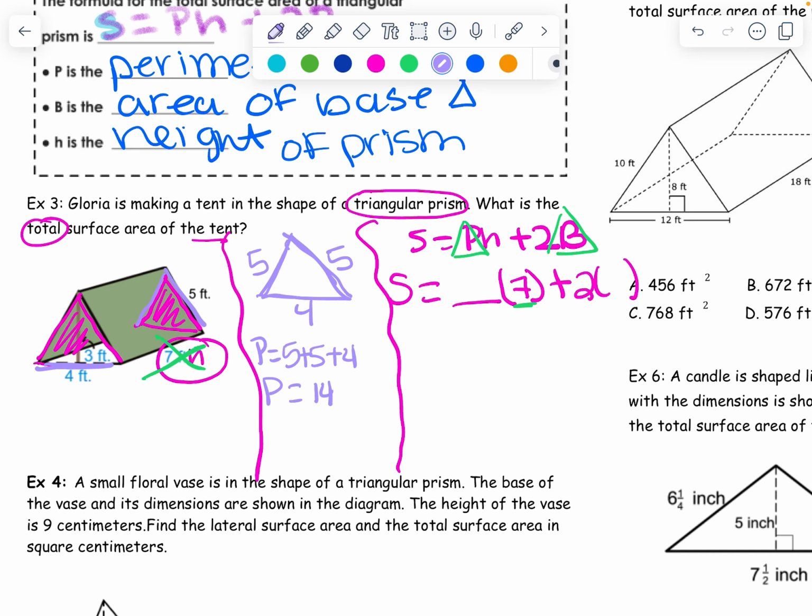Okay, I just found my perimeter, so I'm going to plug it into the formula. So the perimeter is 14. Now this is the extra step that we're going to have to do to find total, which is finding the area of the base. So in this case, the area of my base is going to be a triangle. And at this point, guys, I stopped looking at this whole picture because I already have everything I need. The only thing I'm missing is the height of the triangle. So let me label that. So this right here, I'm going to write it down. That's 3 feet.